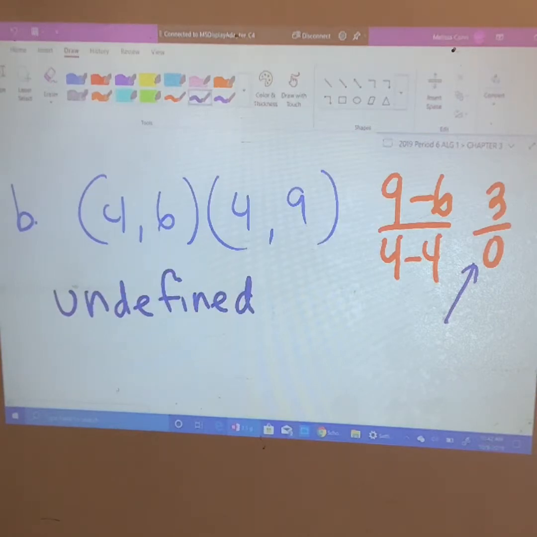And if it's undefined, we have to think back to the 4 pictures I showed you before. An undefined graph looks like this. It is a vertical graph going up and down. Letter C.